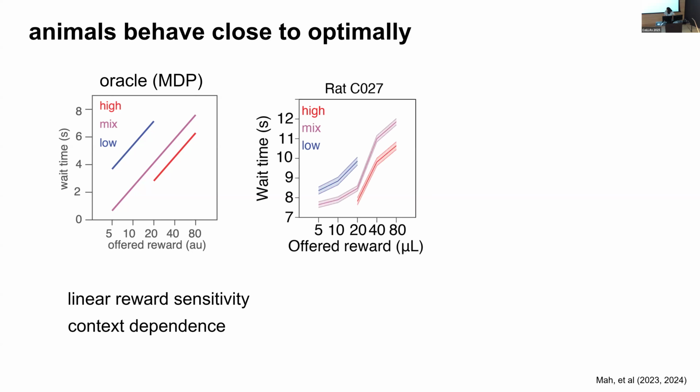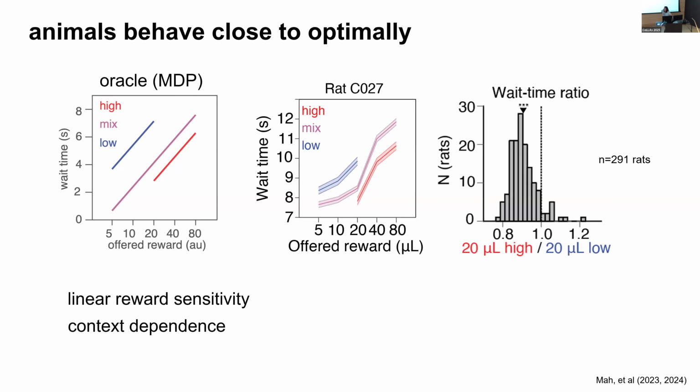This is what a rat does, which is actually not that different. Of course, it's not perfectly linear, and exactly how long it waits is a little bit different. But the core features of the optimal behavior are already there at the level of single animals.